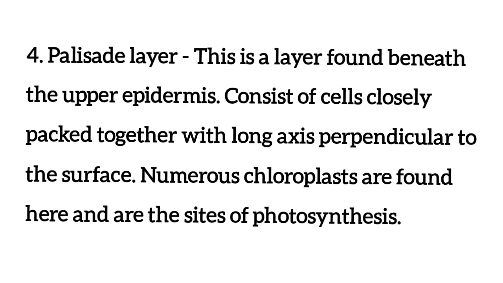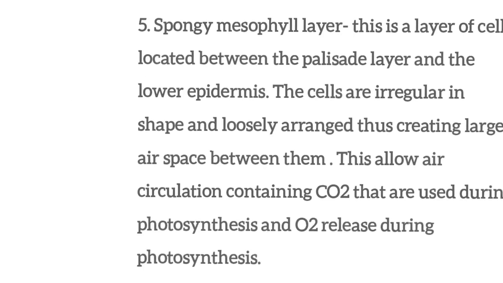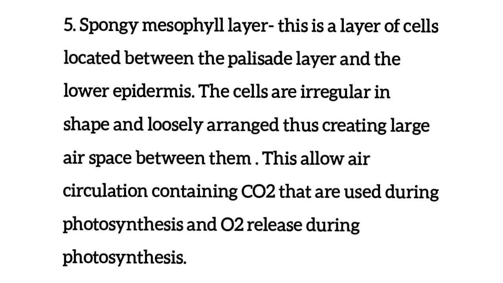Spongy mesophyll layer. This is the layer of cells located between the palisade layer and the lower epidermis. The cells are irregularly shaped and loosely arranged, hence creating large air spaces between them. This allows circulation of air containing carbon dioxide that is used during photosynthesis and oxygen released during photosynthesis.